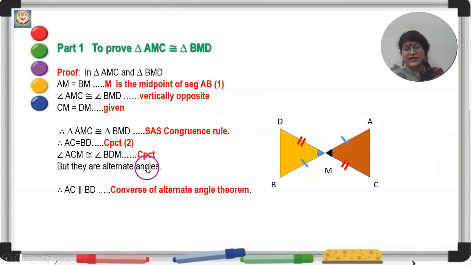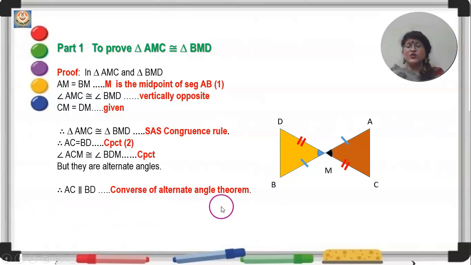And if they are alternate angles, then the two lines, that is AC and BD, or you could say the two segments, they become parallel because of converse of alternate angle theorem. Because you have learned that when a transversal intersects two lines and if a pair of alternate angles are congruent, then the lines become parallel. So please make a note of this. We have proved AC parallel to BD.